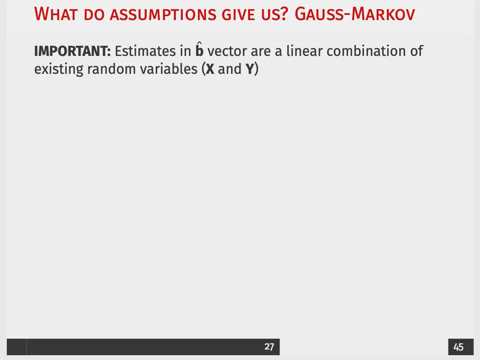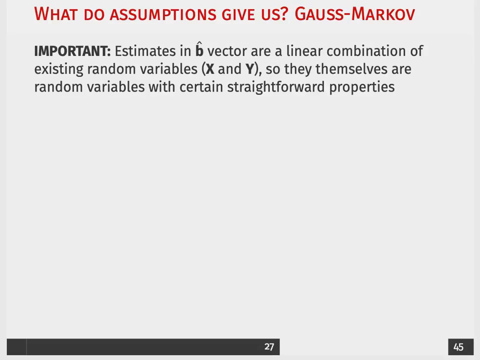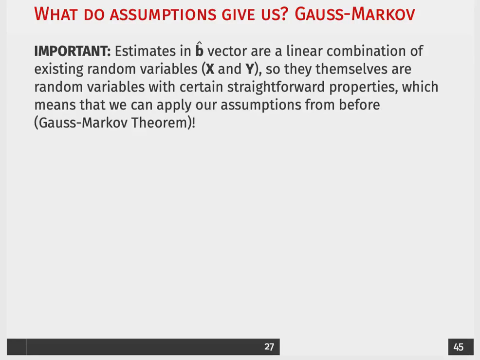Now, there are some important things to consider with regard to that vector of betas that we're estimating. Remember that this vector is a linear combination of existing random variables that we have observed, X and y. So those betas themselves are random variables with very straightforward properties, which means that we're going to be able to apply our assumptions from before, specifically the Gauss-Markov theorem. So I want to briefly remind you what those assumptions are.